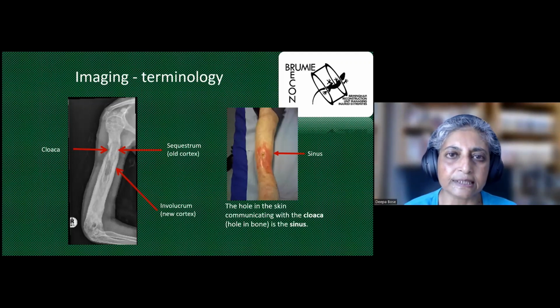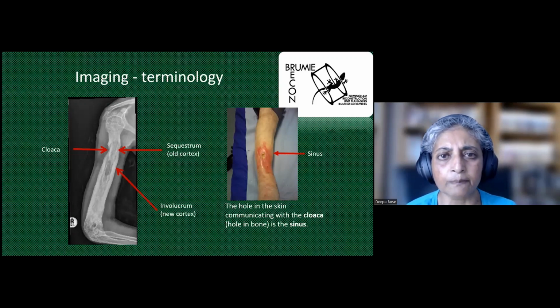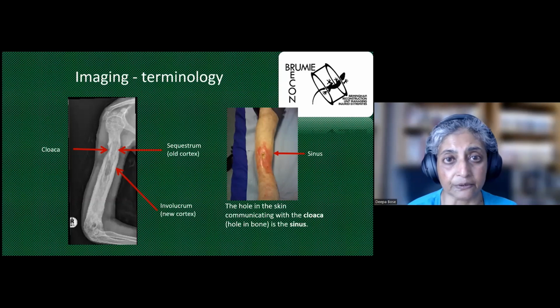Now, the hole in the skin is called the sinus. So don't confuse the two. The hole in the skin, the sinus, communicates with the hole in the bone, which is the cloaca. So that's just some common terminology for you to be familiar with.